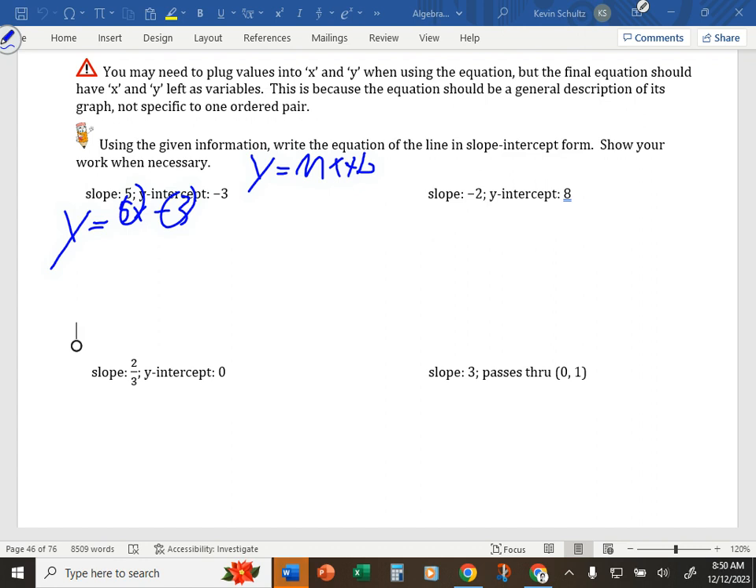Does anyone know how to do this one? Oh, I know. Mario, I know. All right, so you just y equals -2x plus a.